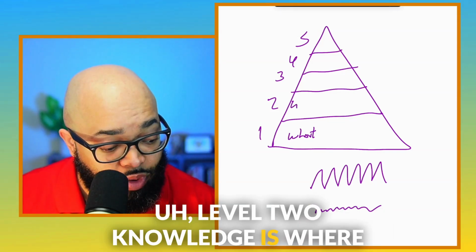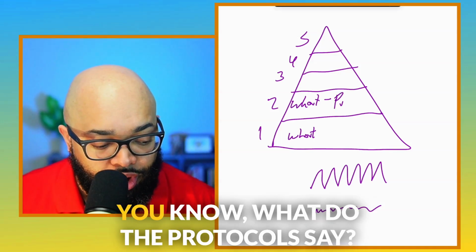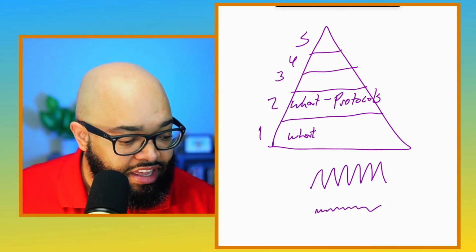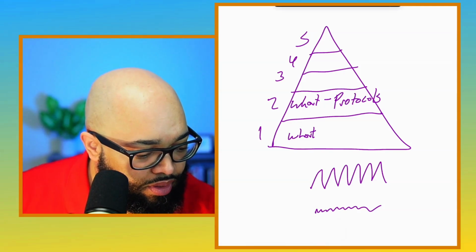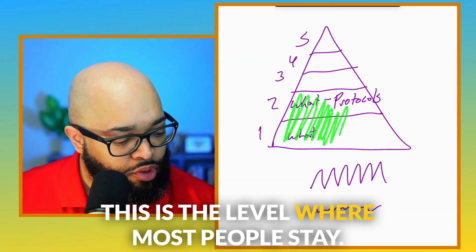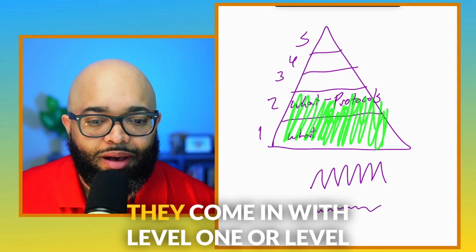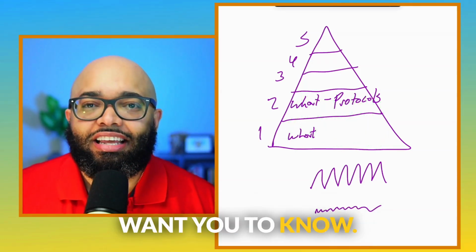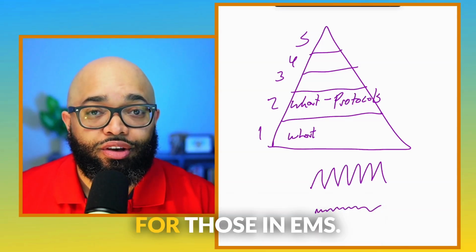Level two knowledge is where you don't just know what it is, but you know what the protocols say to do about it. This is the level where most people stay. They come in with level one or level two knowledge. But here's what I want you to know. Let's say you're taking the National Registry, for those in EMS.